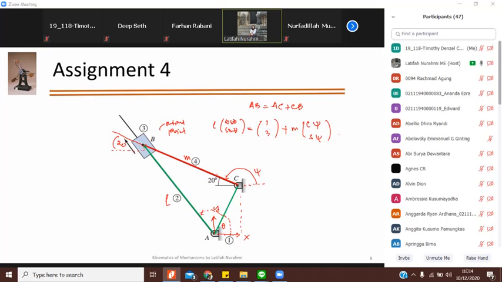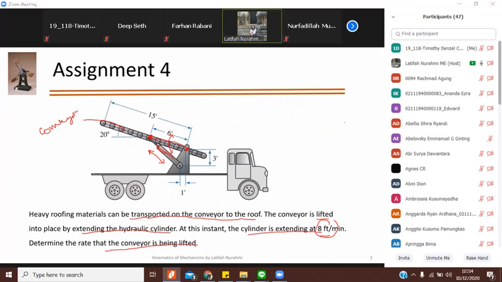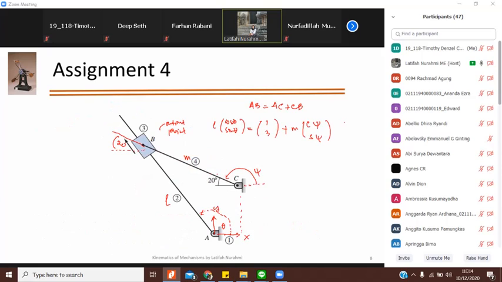Okay, what is the known again? I forgot. So the cylinder is extending at 8 feet per minute. Find the psi dot. Okay, I will write down on the left side. So L dot is known as 8 feet per minute. And the question is find the psi dot. What is psi dot?